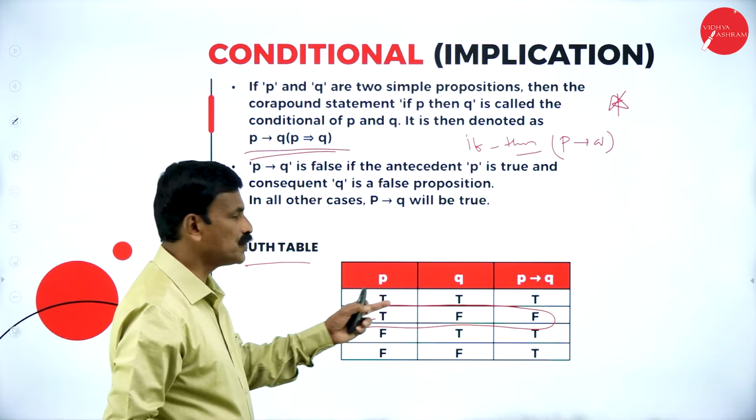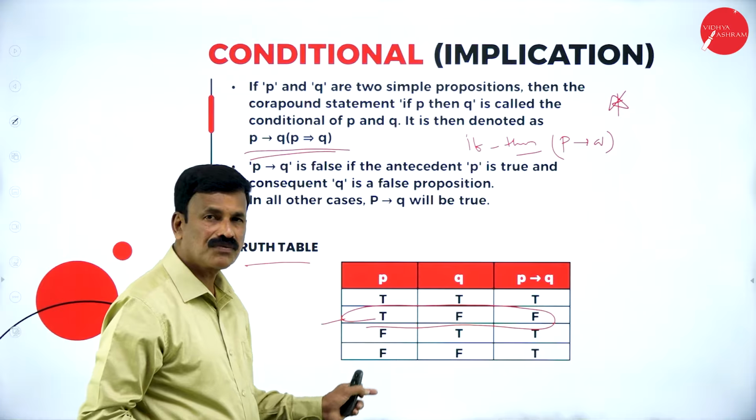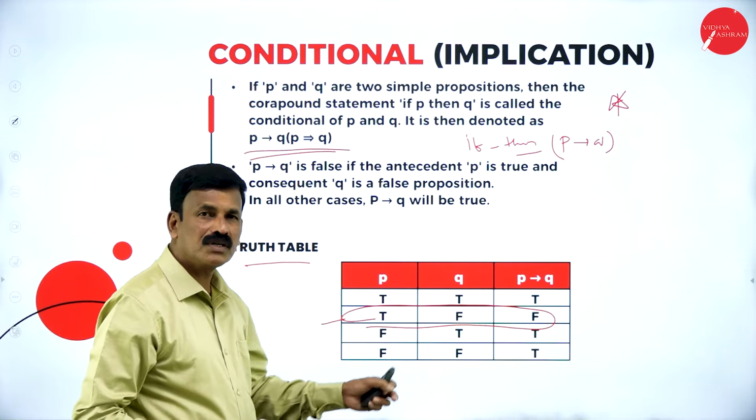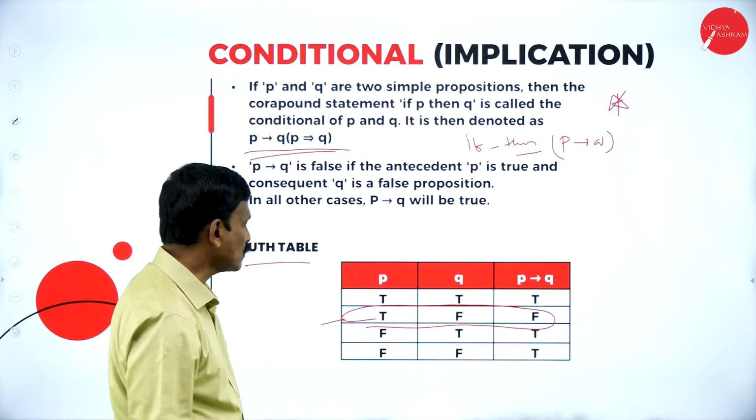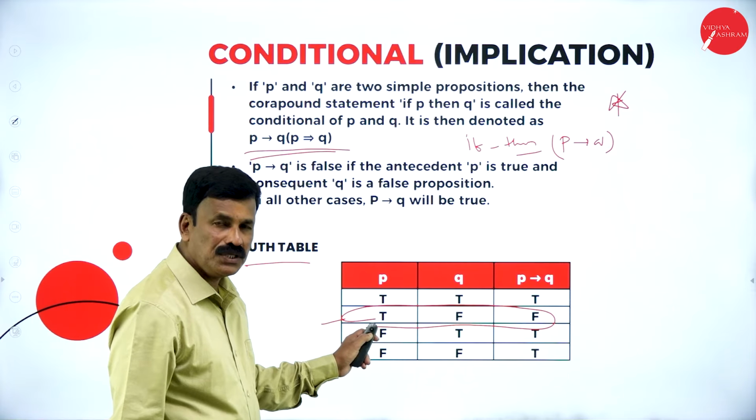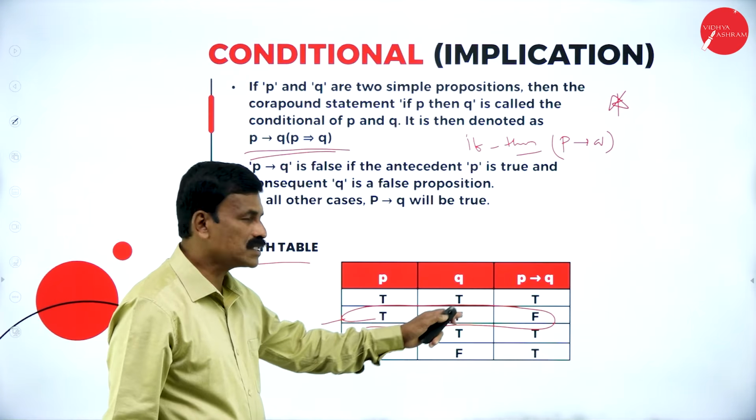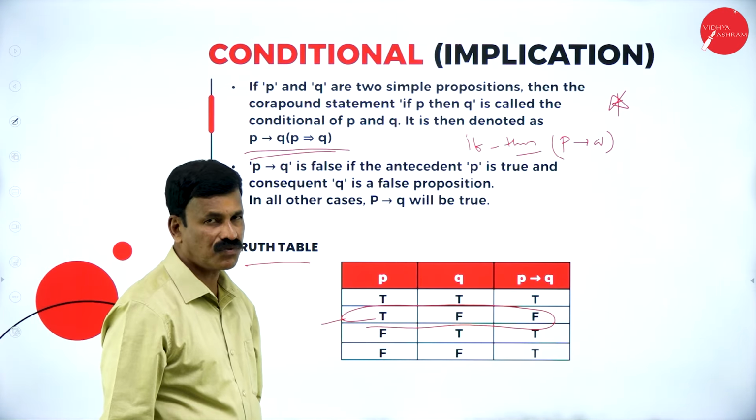So true and true is true, true and false is false, false and true is true, and false and false is also true in case of a conditional, that is if-then. If P is true and Q is false, then the entire statement is false.